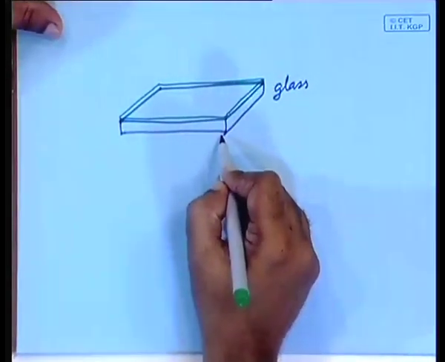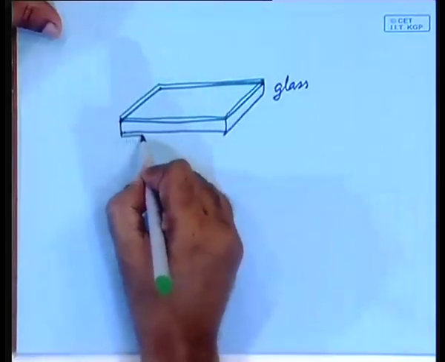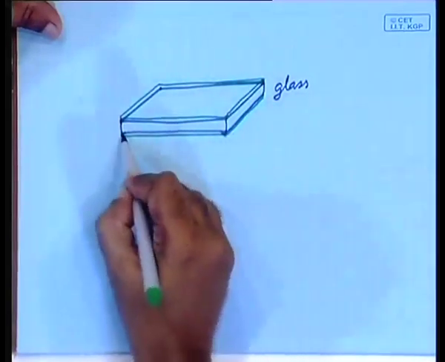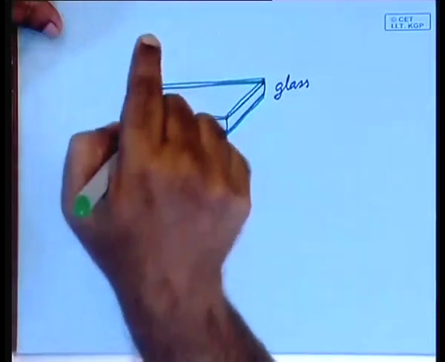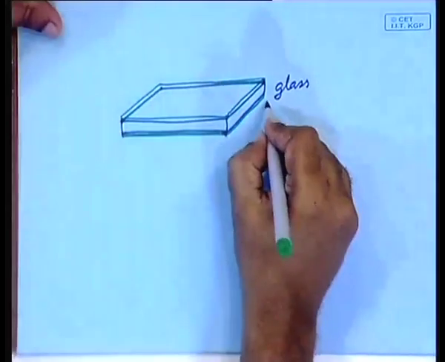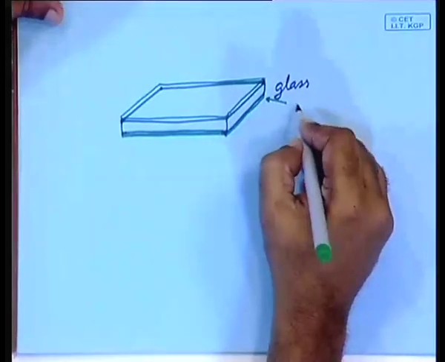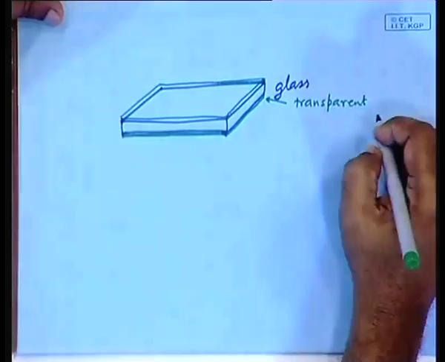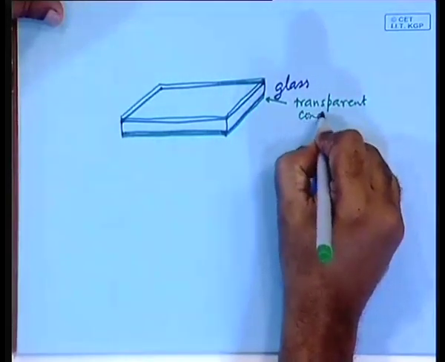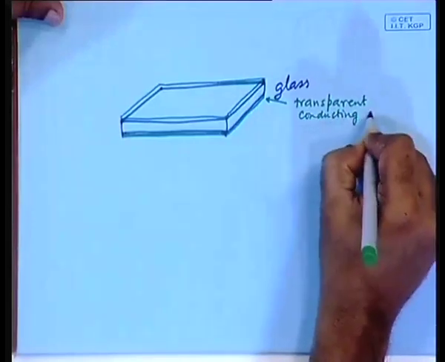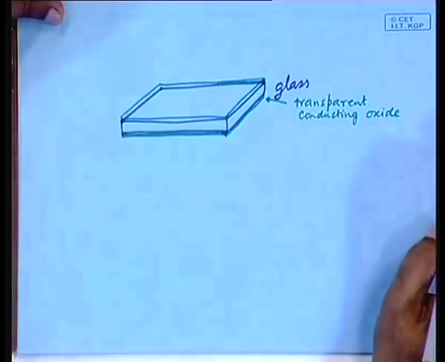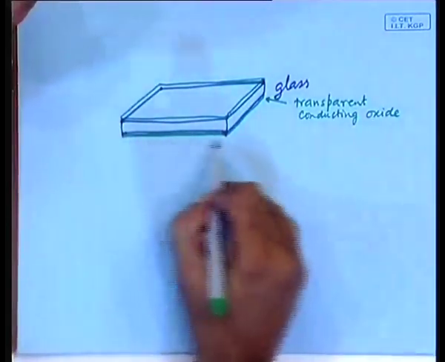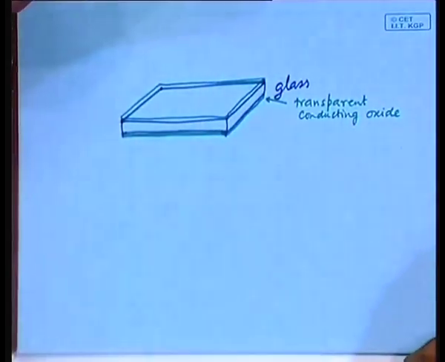Below that you have, what should there be at this point, just below the glass? What is the first one? It has to be the top metal contact, right. So, this is a transparent conducting oxide. As I told you, this could be indium tin oxide, sometimes it is simply tin oxide. So, first this one.